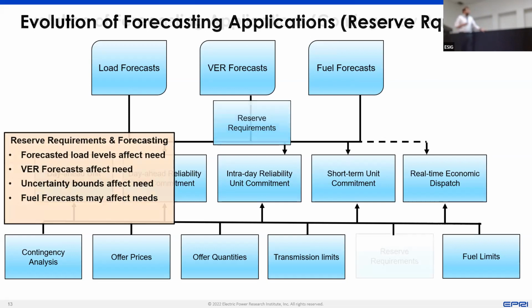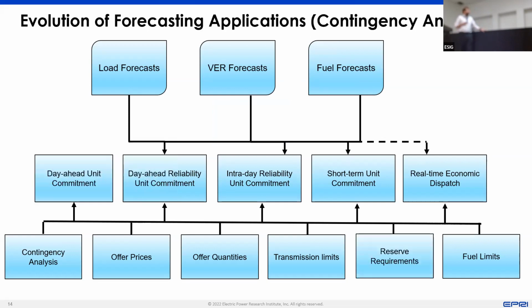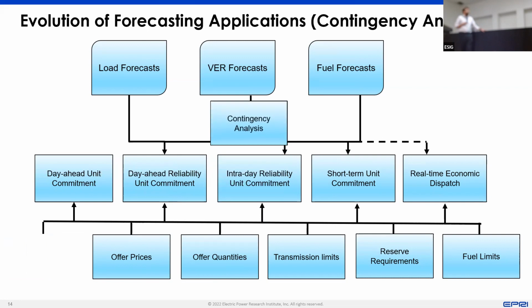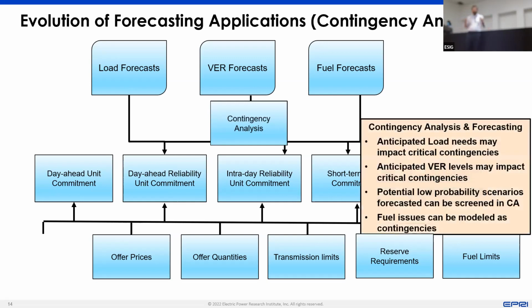So reserve requirements and forecasting. Another example is contingency analysis. Contingency analysis is really before the market runs, I want to see what types of issues I might have. What do I need to monitor? What facilities do I need to monitor on the system? And forecasts haven't historically been used in contingency analysis in the past.